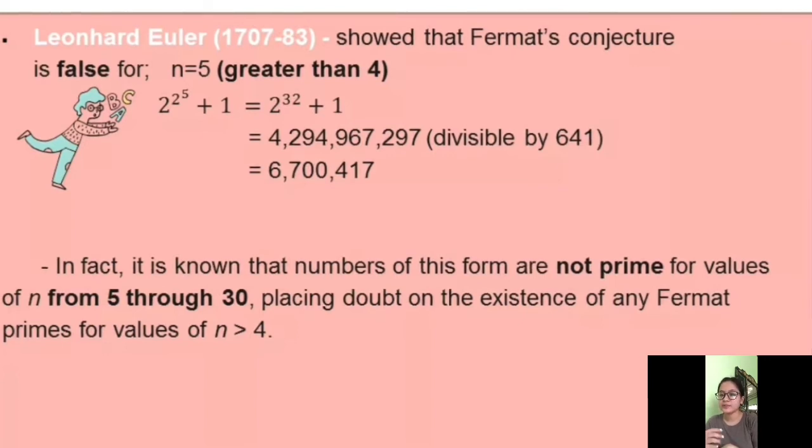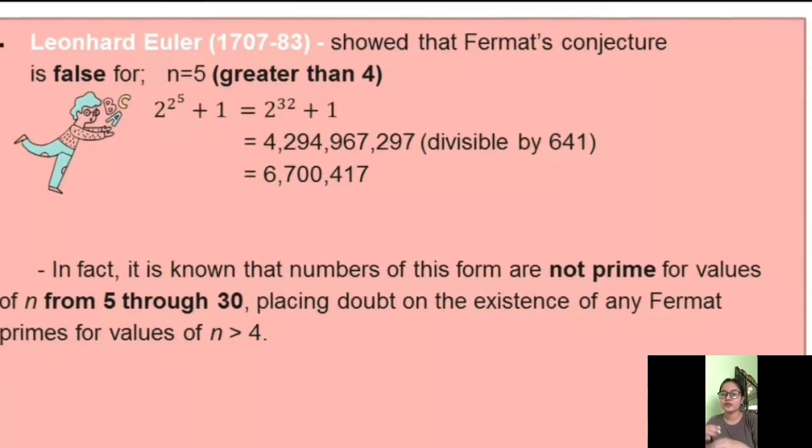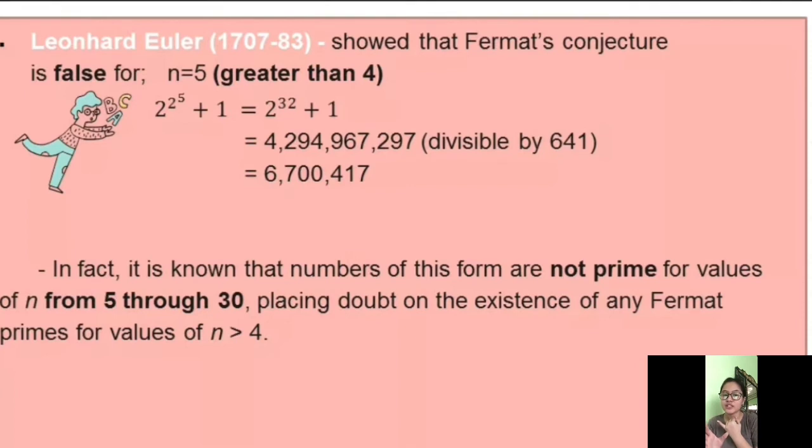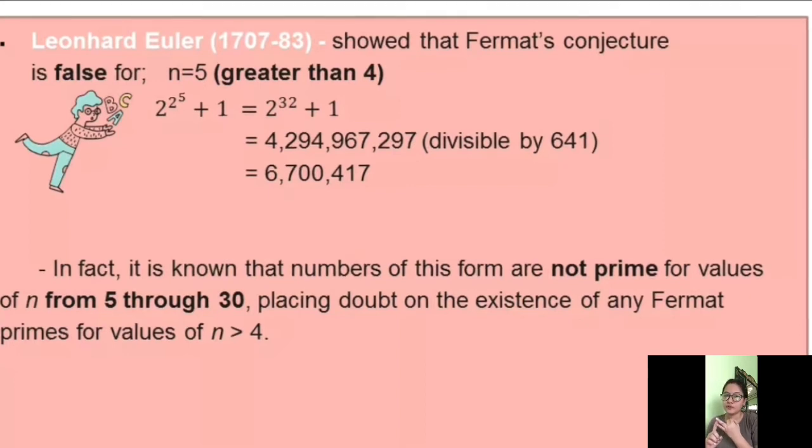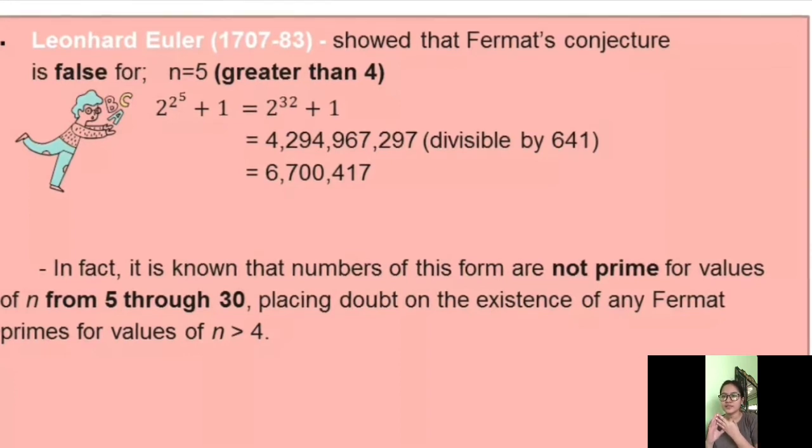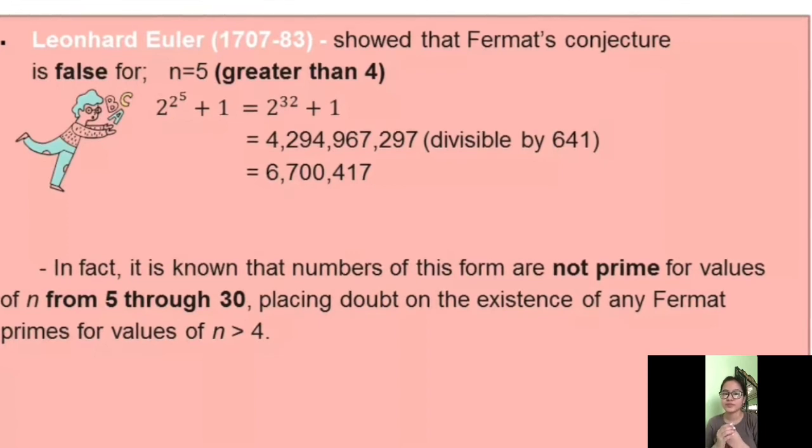So until now, this places doubt on the existence of any Fermat primes for values of n greater than 4. Again, according to Pierre de Fermat, n is not greater than 4, but according to him, the numbers from 5 to 30 are prime. But Leonhard Euler showed that Fermat's conjecture is false because he tried the number 5, which is greater than 4, and he proved that it is divisible by 641, so therefore it's not a prime number but a composite number.